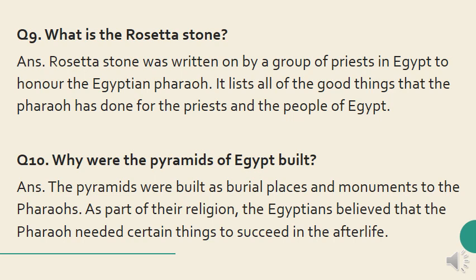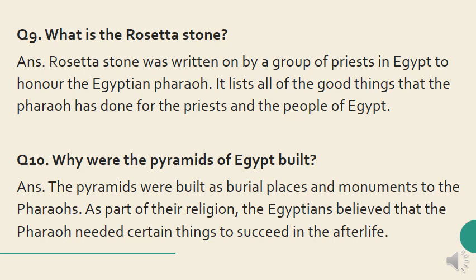Question number 10. Why were the pyramids of Egypt built? Answer. The pyramids were built as burial places and monuments to the pharaohs. As part of their religion, the Egyptians believed that the pharaoh needed certain things to succeed in the afterlife.